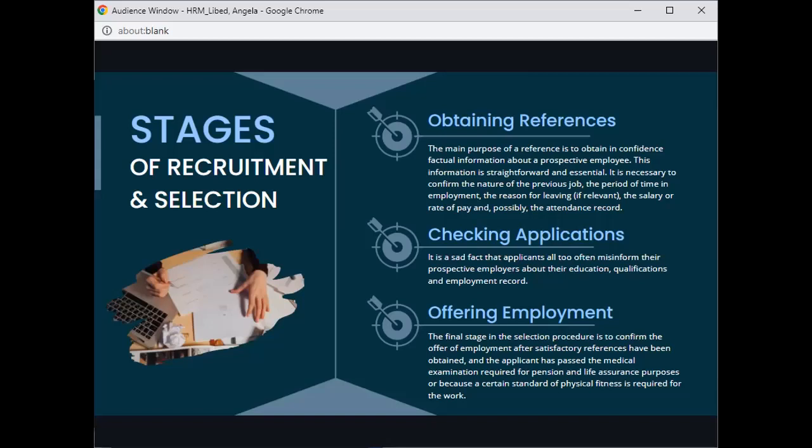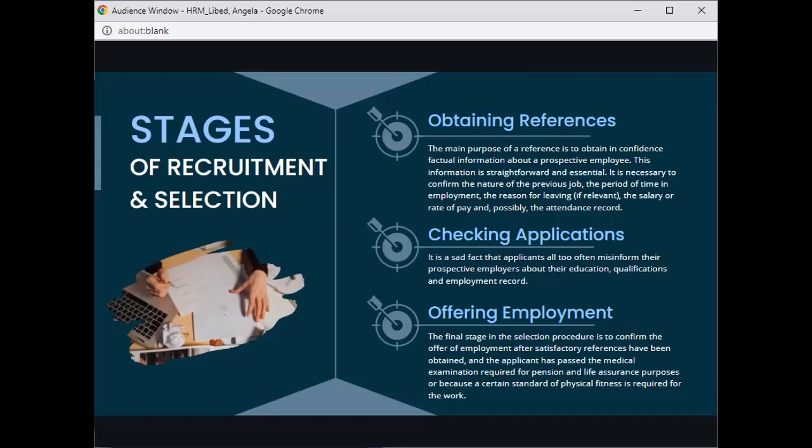Next stage is offering employment. The final stage in the selection procedures is to confirm the offer of employment after satisfactory references have been obtained and the applicant has passed the medical examination required for pension and life assurance purposes or because a certain standard of physical fitness is required for the work. So, ito na yung inaabangan na lahat, ang job offer.